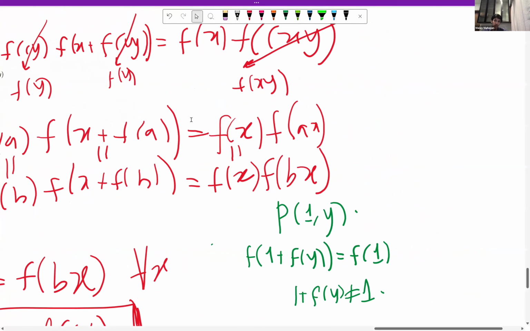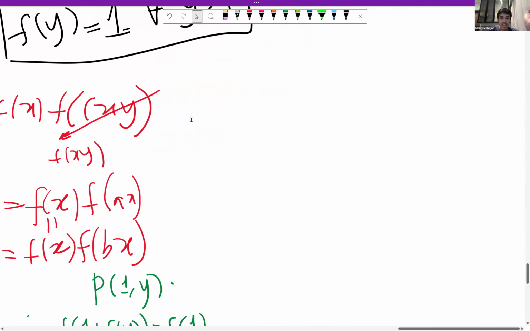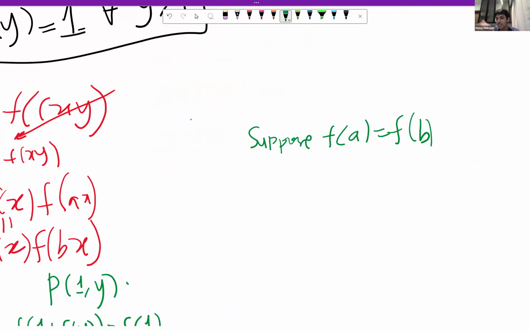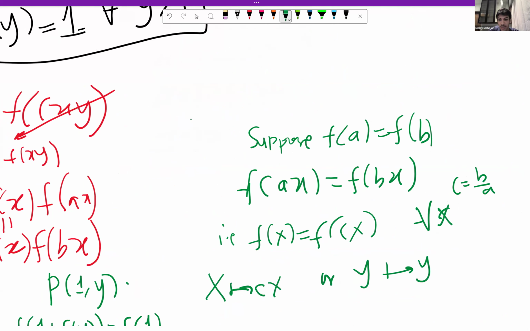So I'll go over the proof once more, and this is called the APMO trick. I'll repeat the trick. This is generally a trick you do to prove injectivity. Suppose f of a equals f of b. Generally by putting one of the assertions as a and then b and comparing, you get f of ax is f of bx. That is the same as saying f of x is f of cx for all x, where c is b by a. Then in the given problem, you replace x by cx or y by cy.